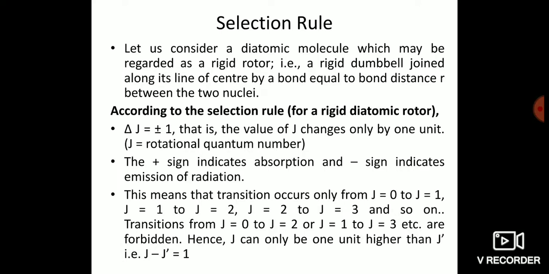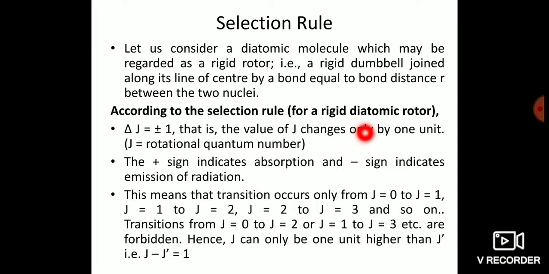Now another important topic related to Raman scattering is the selection rule. Let us consider a diatomic molecule, which may be regarded as a rigid rotor. Now what is a rigid rotor? It is a rigid dumbbell joined along its line of centers by a bond equal to the bond distance r between the two nuclei. Suppose there are two atoms joined by a bond, and the bond length is equal to the bond distance r. They are joined through the two nuclei. This is also known as, or considered as, a rigid rotor.